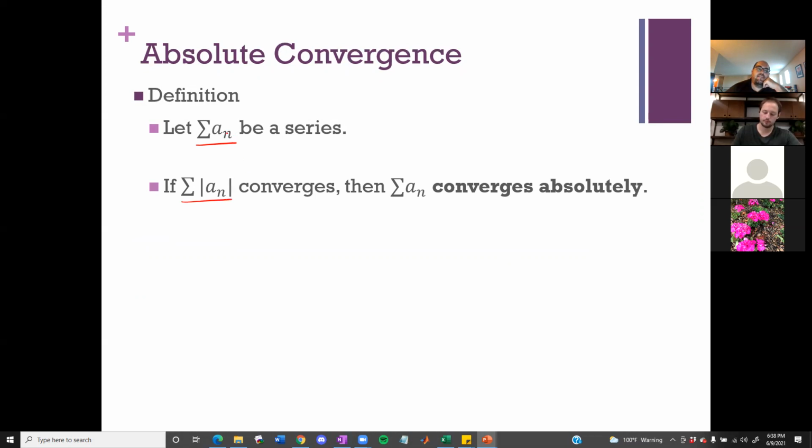So basically, if I have some series, let's say that instead of looking at that series, I want to look at a similar series, except instead of looking at all the terms added together, I'm adding together all the absolute values of the terms. So if I take the absolute value of all the terms and then add that together, if that still converges, that's called absolute convergence.